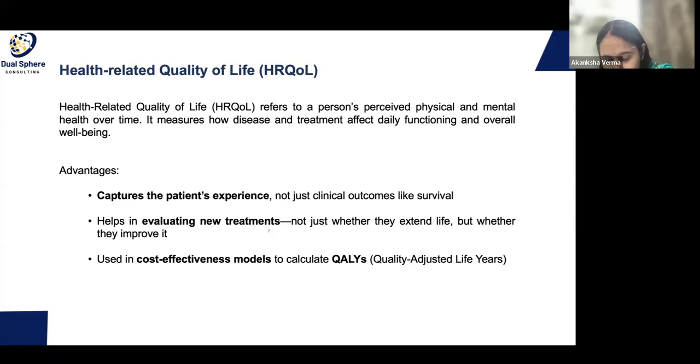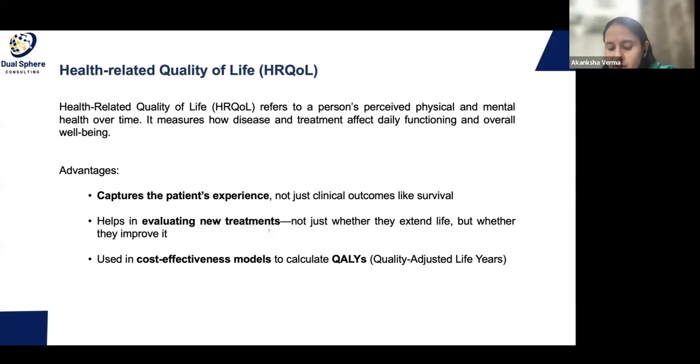It's also a type of patient reported outcome. As I was showing you that chart, you had health related quality of life as a separate patient reported outcome. Now what it refers to is the patient's own perception, his own opinion about his physical and mental health over time. Okay, this is health related quality of life. How he perceives his overall functional, physical, and mental health over time. It measures how disease and treatment affect his daily life or his functioning and overall well being.